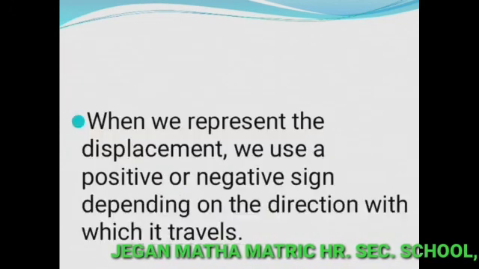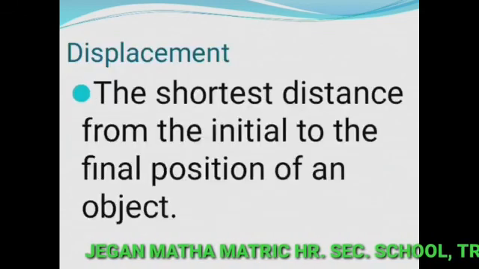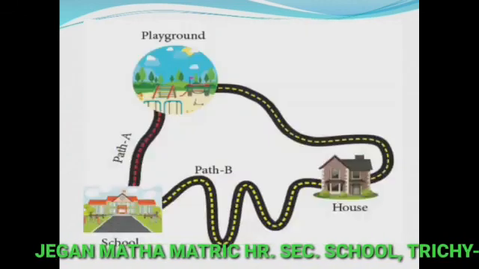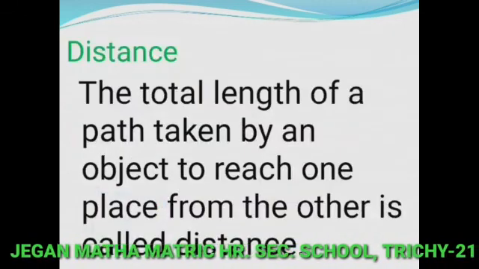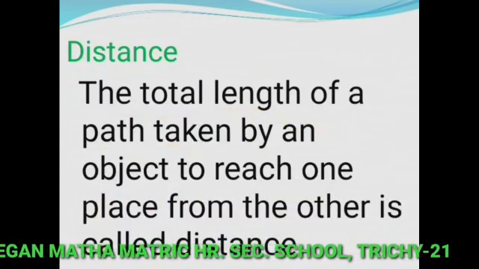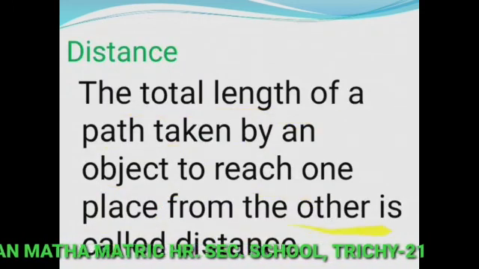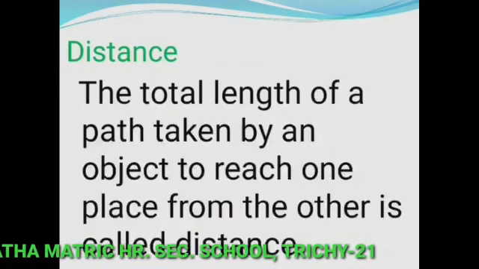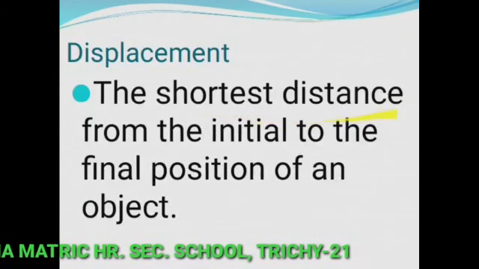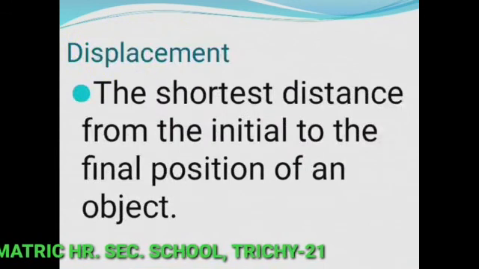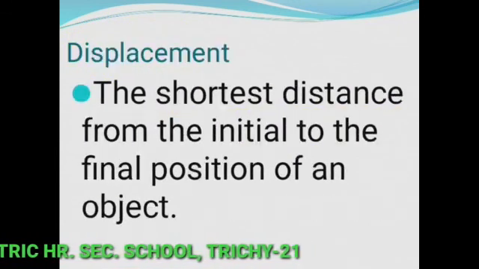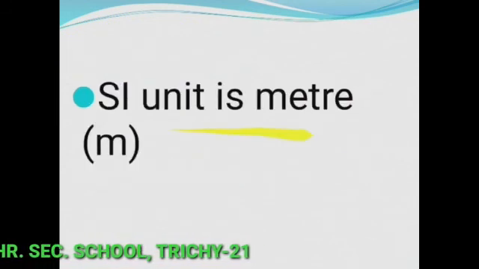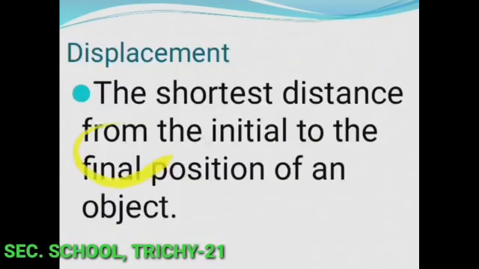So students, hope you all understood about distance and displacement. So let us summarize. The total length of a path taken by an object to reach one place from the other is called distance. Then shortest distance is displacement. So the shortest distance from the initial to the final position. Then both have the same unit, that is meter, small m.